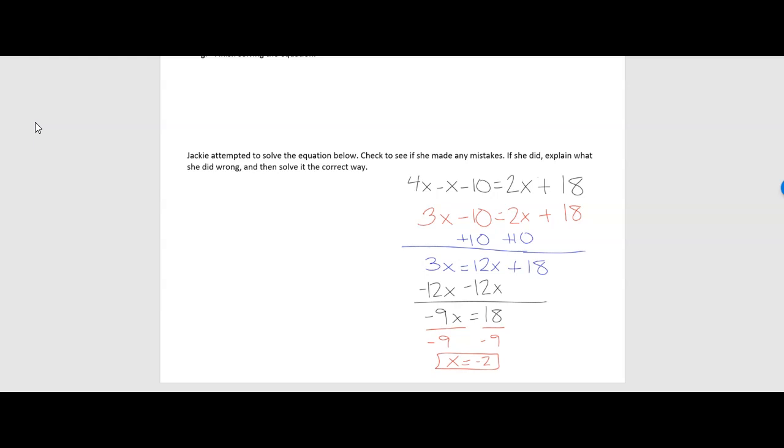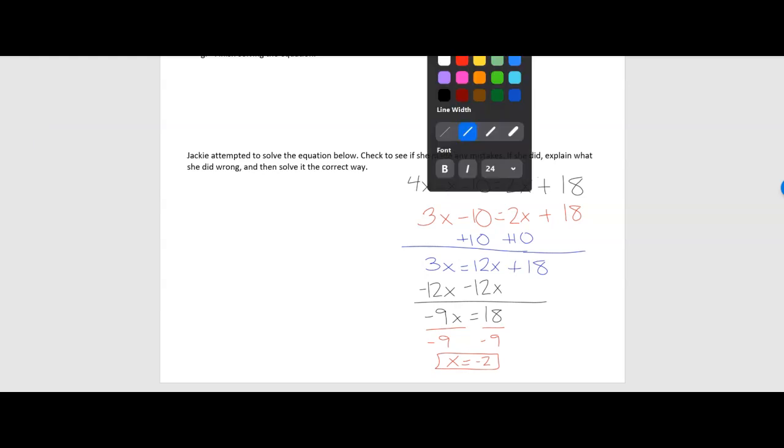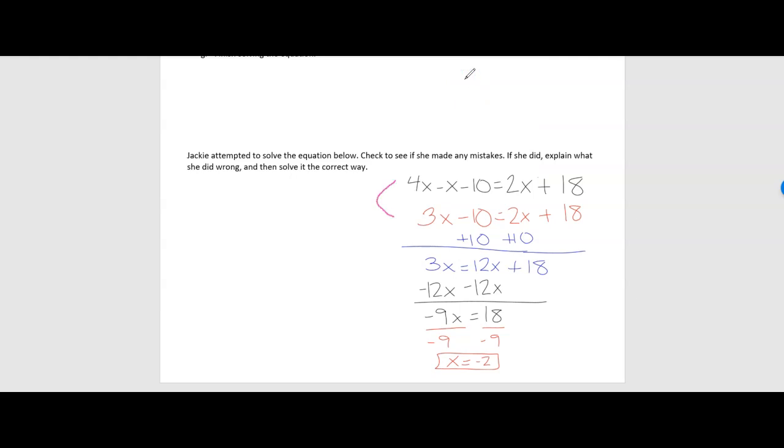Okay, so let's see what Jackie did going from step 1 to step 2. Well, it looked like she combined these two terms right here, right? The 4x and the negative x to get 3x. Everything else stayed the same. The next step, to go from the second to the third, she added 10 to both sides. Now she added 10 to the negative 10, so those simplify. And then she added 10 to the 2x to get 12x.